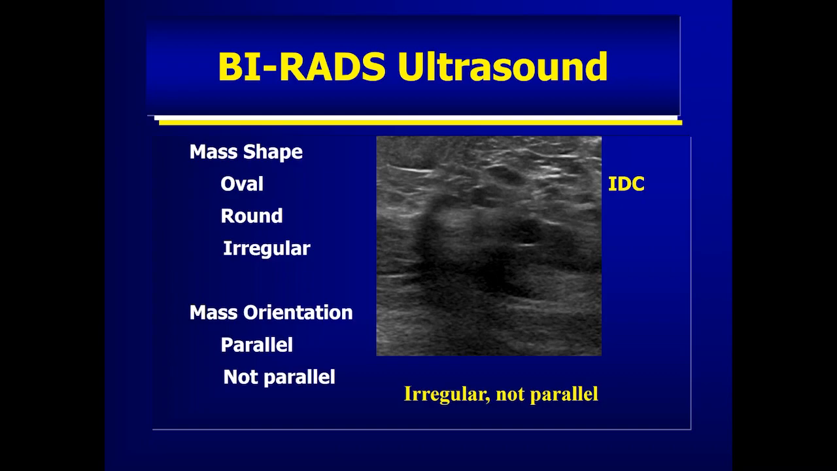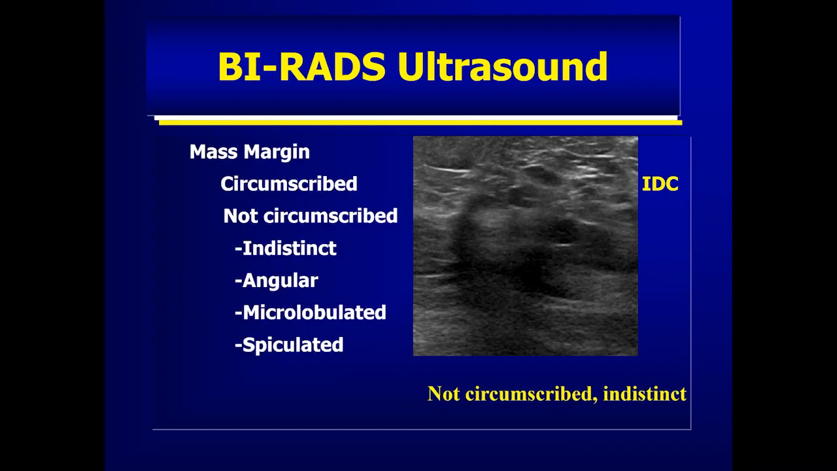So in terms of mass shape, we have the categories of oval, round, and irregular. And we can see in this particular example, it's irregular, and orientation would be either parallel or non-parallel. And in this example, which was an invasive ductal carcinoma, it's definitely non-parallel. And how about for mass margin? Our choices are circumscribed or non-circumscribed, where we have a few choices such as indistinct, angular, microlobulated, or spiculated. And in this particular case, it's definitely not circumscribed, and I would say the margins are indistinct.